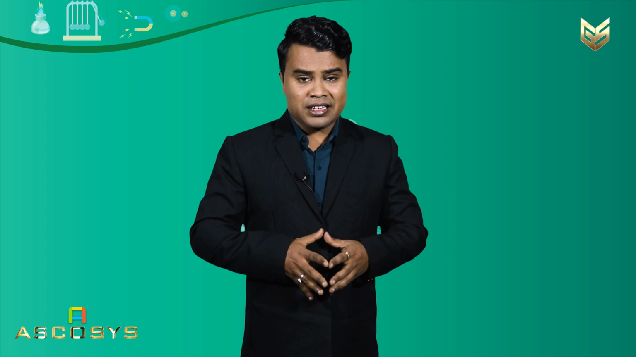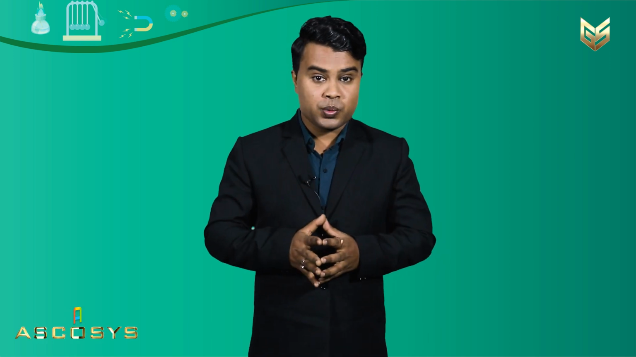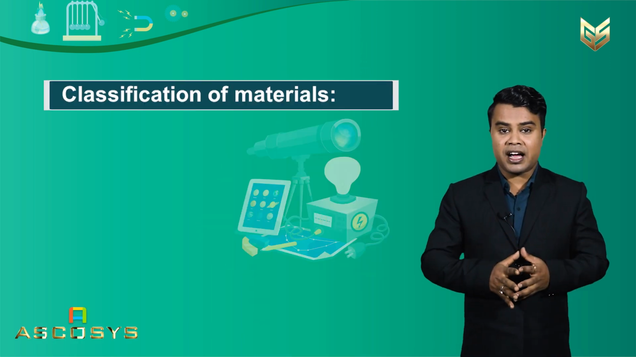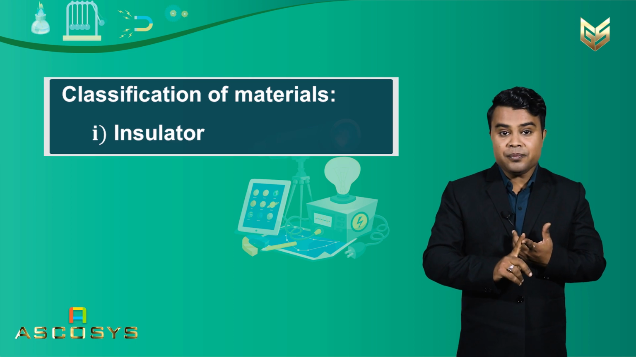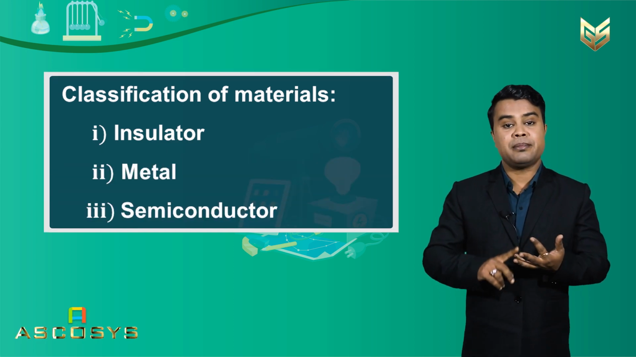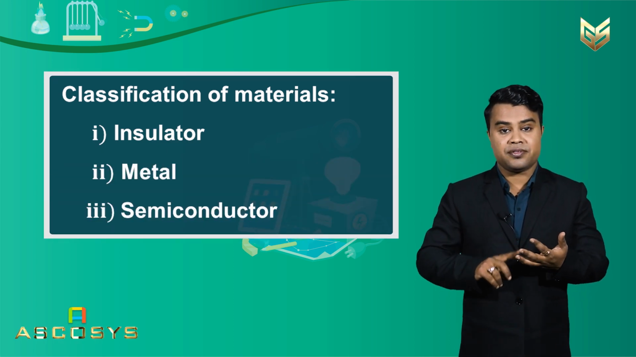So students, now we will be starting with the main thing of the chapter. Before going to the semiconductor, let me ask you one thing. What are materials made up of? If you want to classify the material, how are we going to classify it? We say materials can be classified into insulator, metal and semiconductor. In these 3 ways we can classify it.